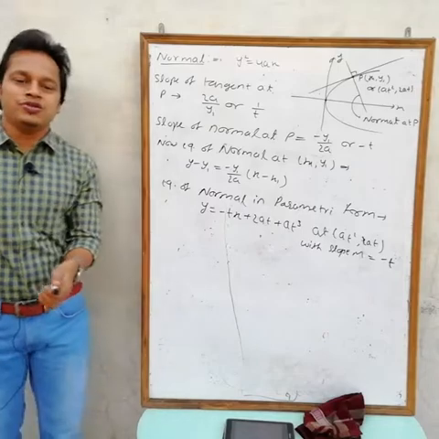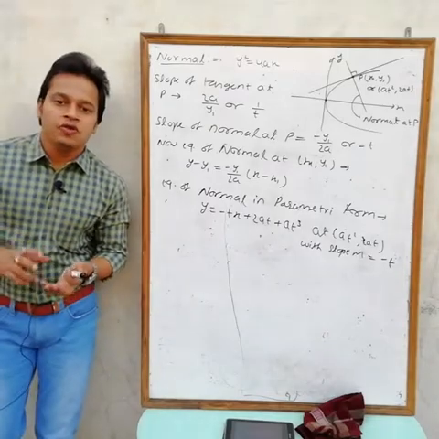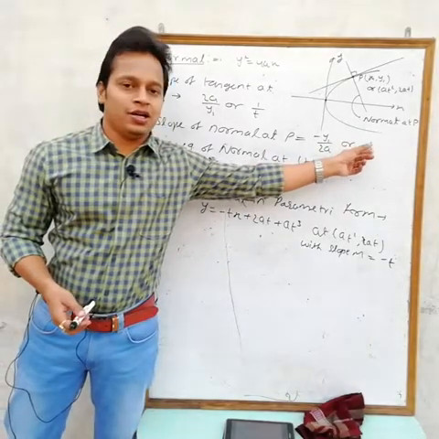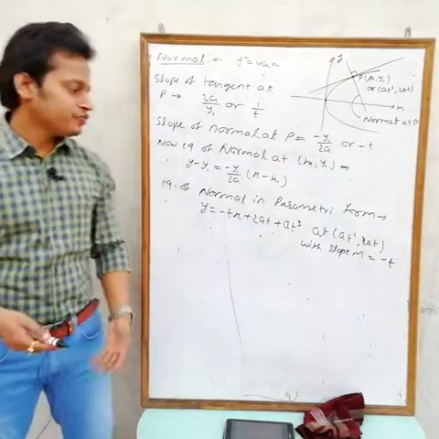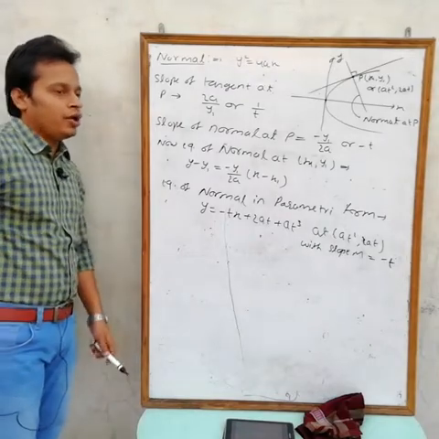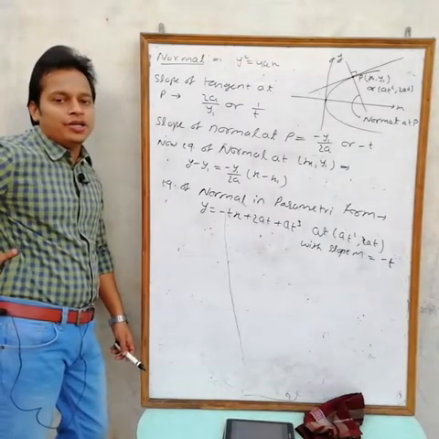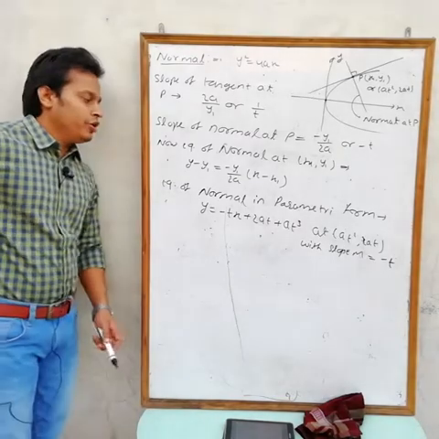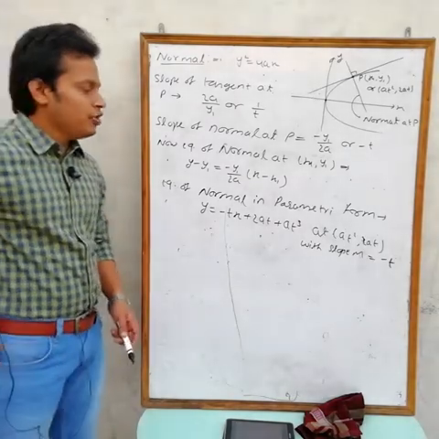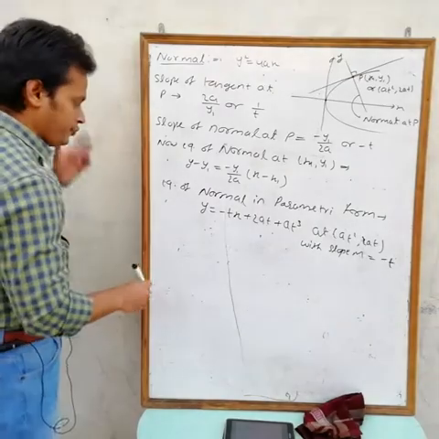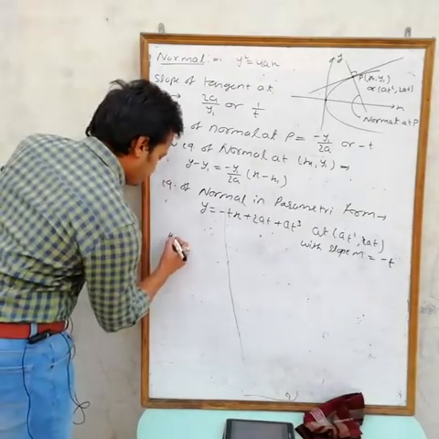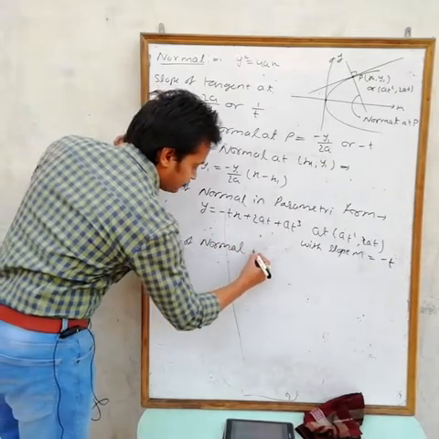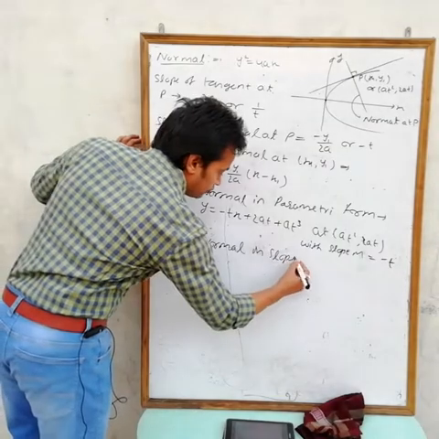Now you can also easily remember it in this way: slope of tangent is 1 by t, slope of normal is minus t. So slope of tangent at any point P, at square comma 2at, is 1 by t, slope of normal is minus t, no problem. Now also we want the equation of the normal in slope form. Equation of normal in slope form.